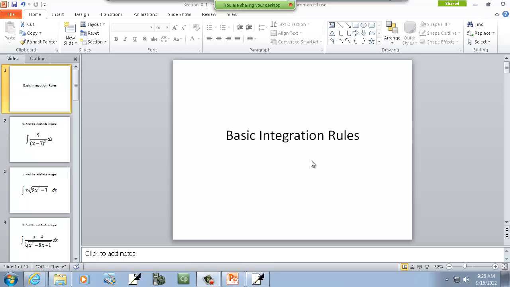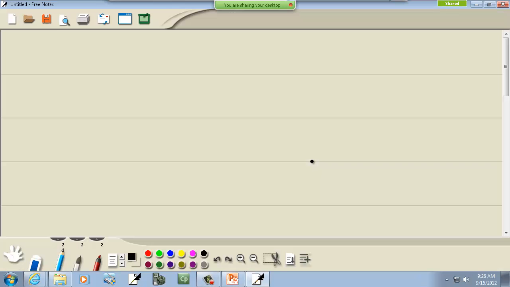This is basic integration rules. Now, recall we had the u-substitution and some of the different choices we'd try for the u-substitution.